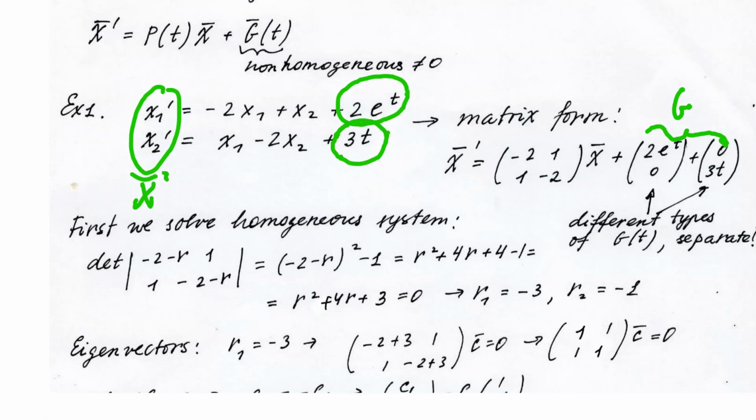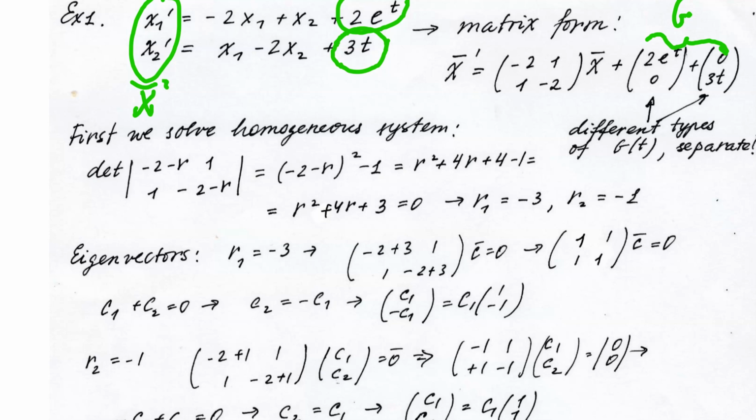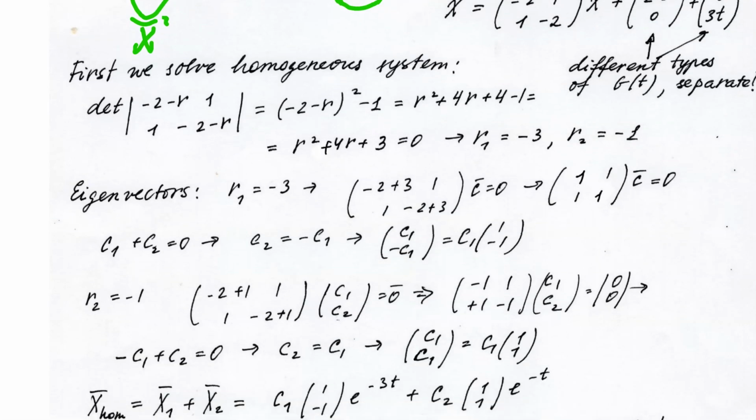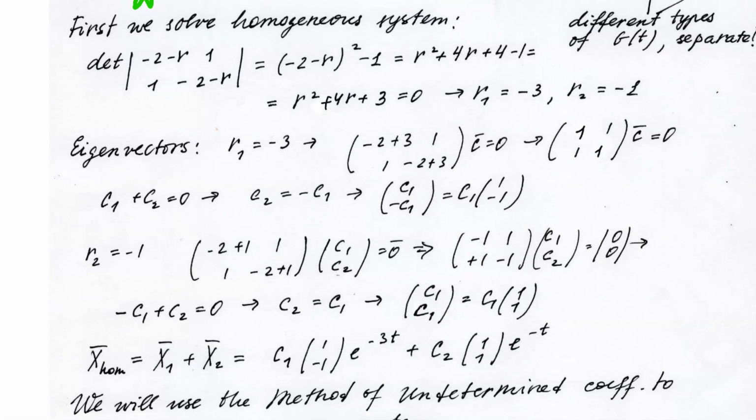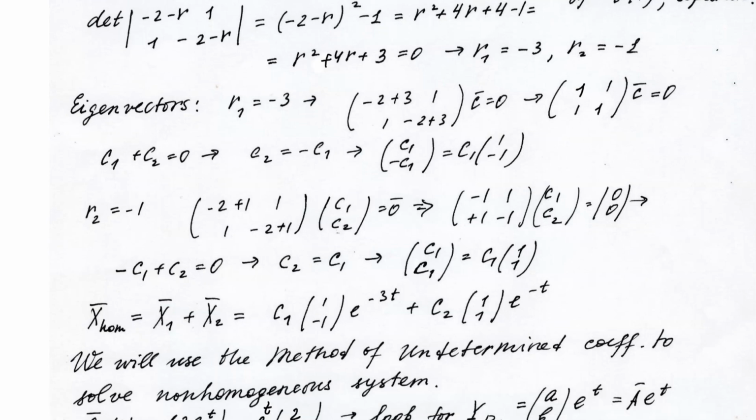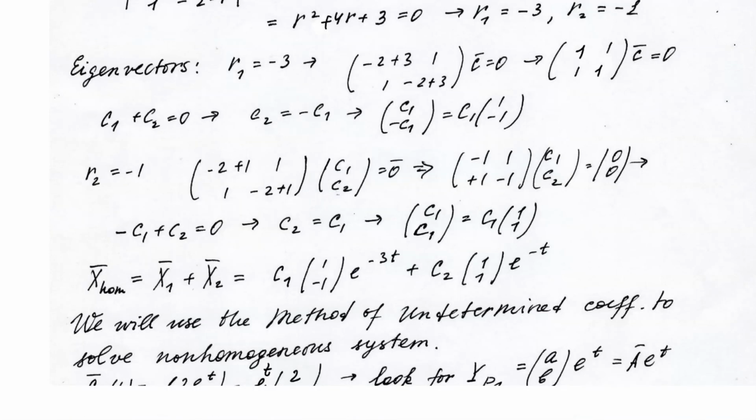Now, as usual, I solve the homogeneous system. I found solutions. Here I was lucky and I got two real roots, which are distinct. So I have two eigenvectors. And I find these eigenvectors. You can check me, maybe I made a mistake somewhere, but I found that these eigenvectors are 1, -1, and 1, 1. And I multiply them by the corresponding exponential factors. And that's my homogeneous solution.